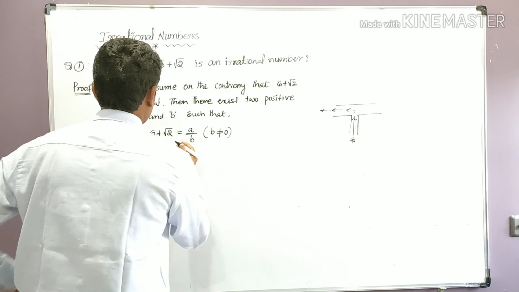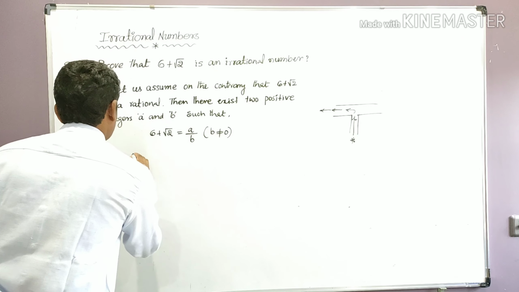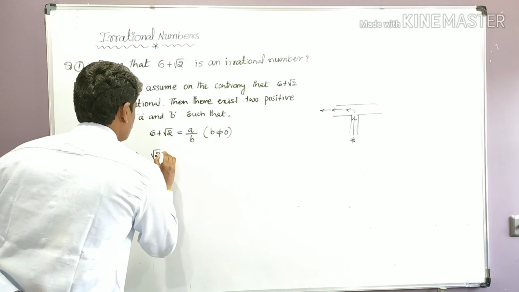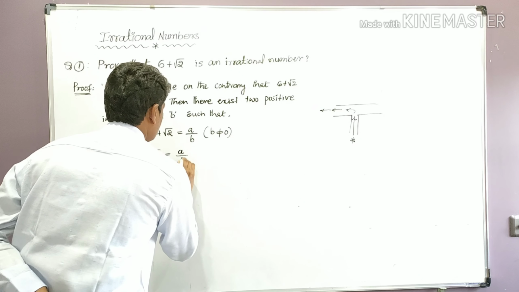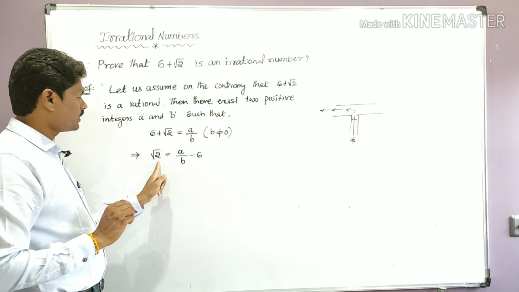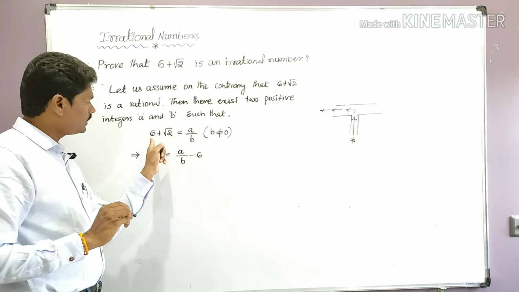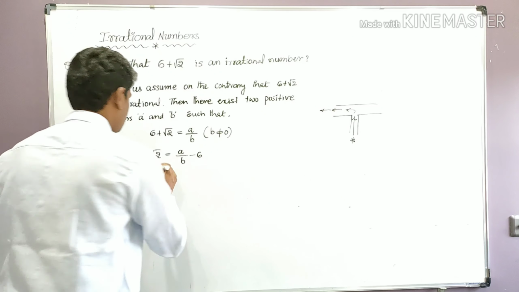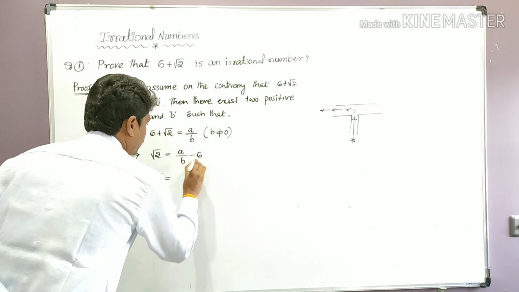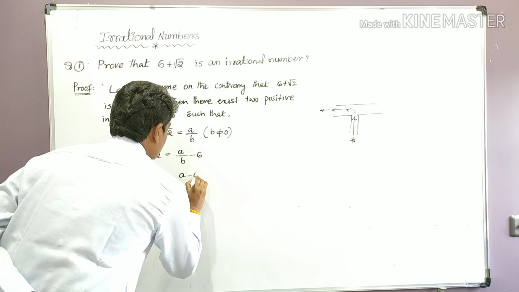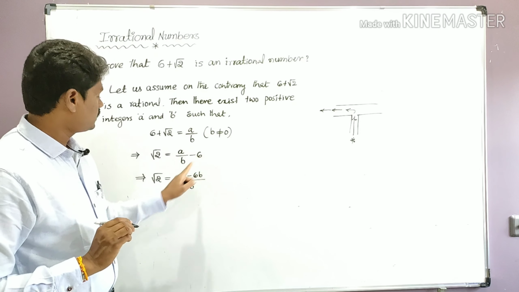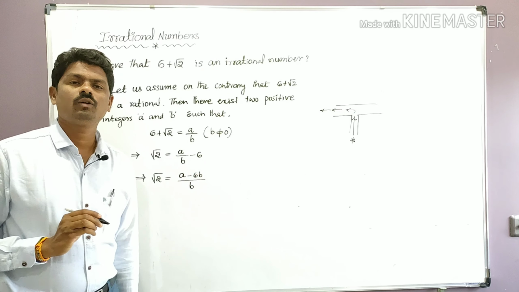So student, see here, take 6 to the right side. So root 2 is equal to a by b minus 6. On the left side, root 2 is equal to a by b; this plus 6 becomes minus 6. So that implies, student, root 2 is equal to, find the LCM, a minus 6b divided by b.